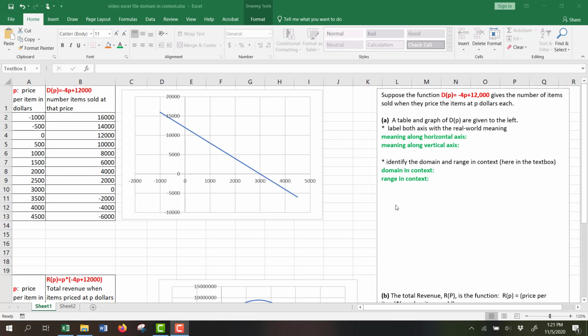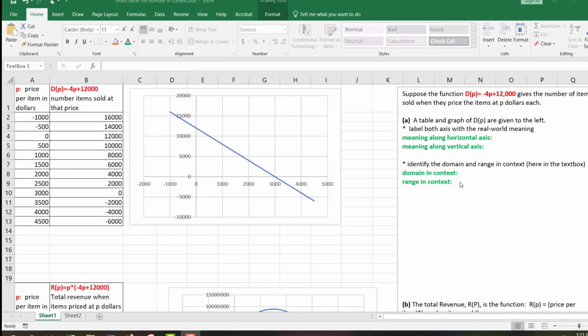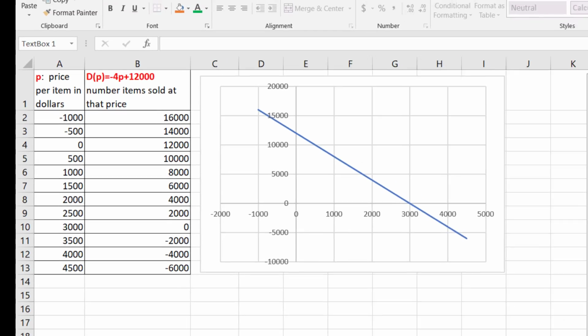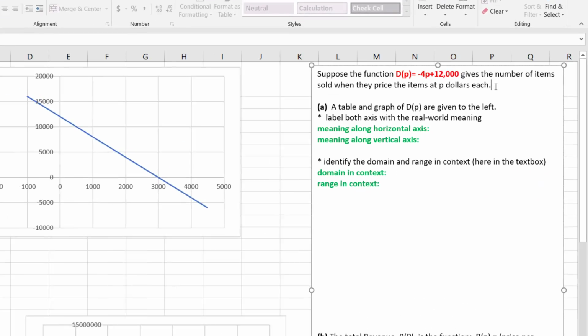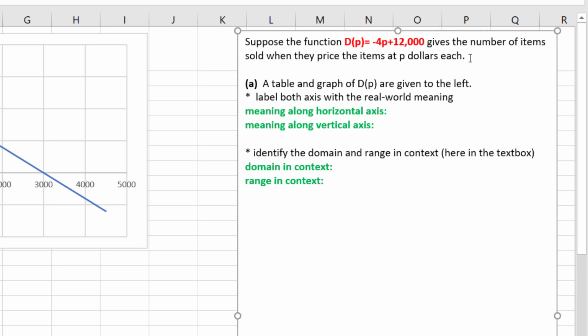In this video, we're going to explore domain and range in context, where we're given an input-output table in context, and we're asked to identify the domain and range in real-world terms. You see we have a table and a graph, and over here it tells us that we have a function d of p equals negative 4p plus 12,000, which gives the number of items sold when they price the items at p dollars each. So notice that that means the p is the input, the d of p is the output. The p is along the horizontal, and the d of p is along the vertical.